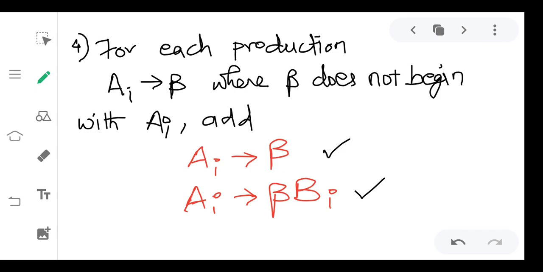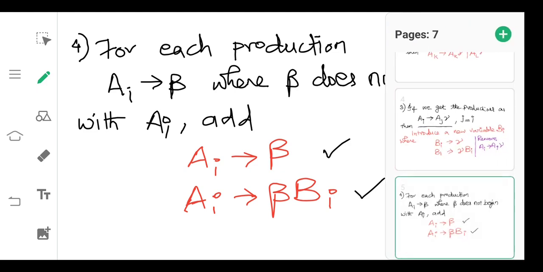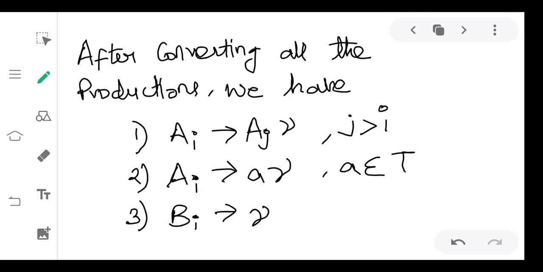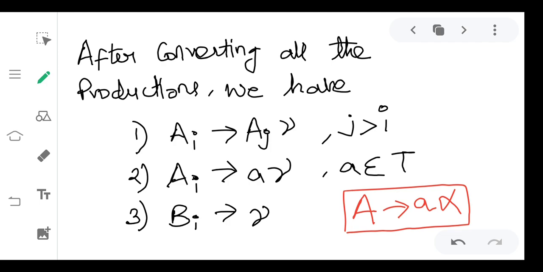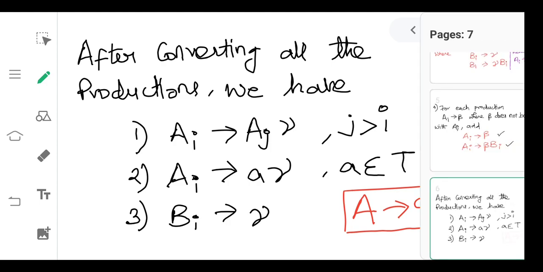So Greibach normal form says a variable produces a terminal followed by any grammar symbols. After simplifying everything, we have the set of productions either in A produces Aj gamma format, or A produces small a gamma format, or B produces gamma format. In the end, we have to make sure that all the productions are of the form A produces small a alpha. That is the Greibach normal form. The first letter has to be a terminal followed by a string of terminals or variables.